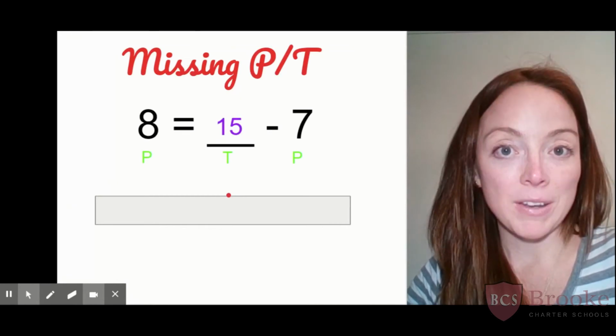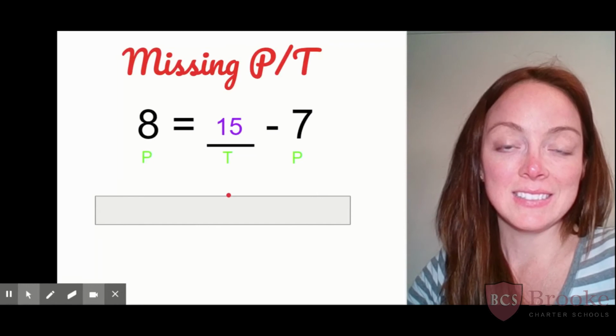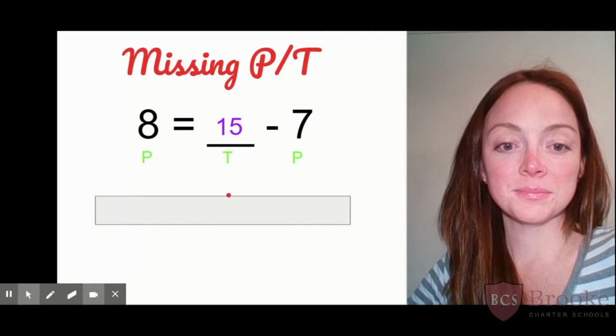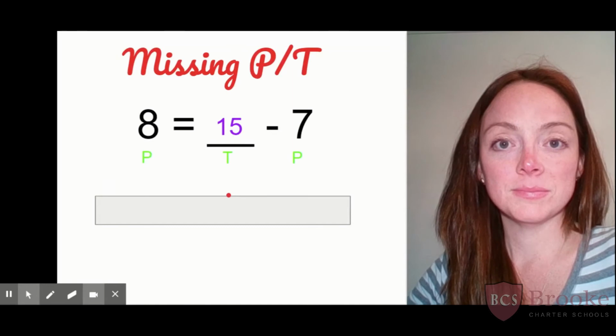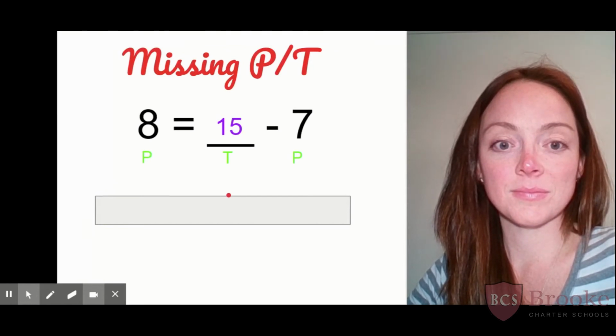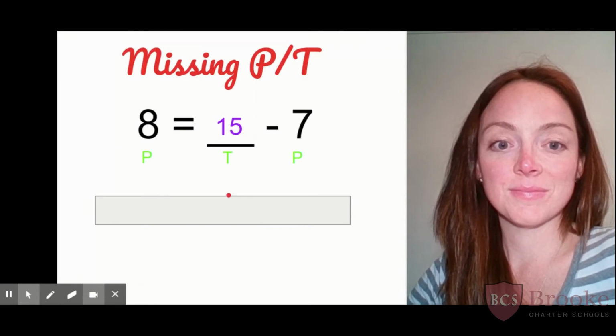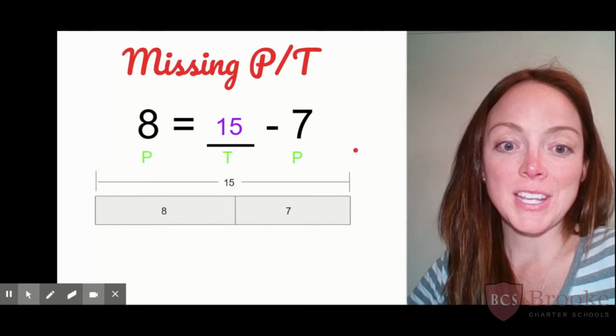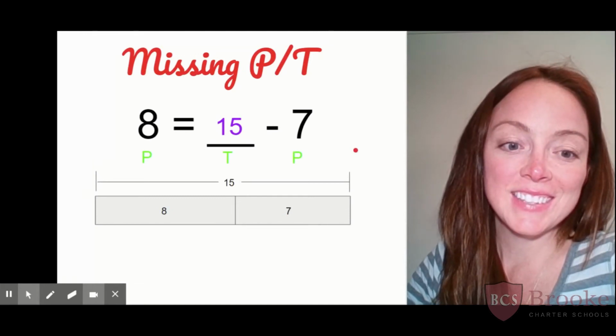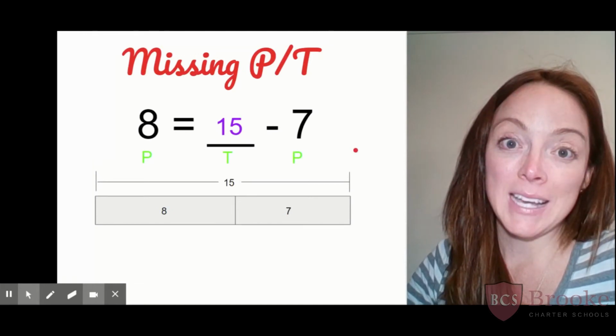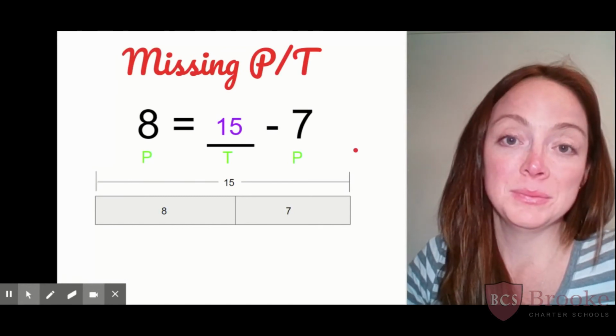Now draw a bar model to represent this number sentence. Get to work. Check out my bar model and see if it looks like yours. I made 8 and 7 almost the same size because they're nearly the same value.